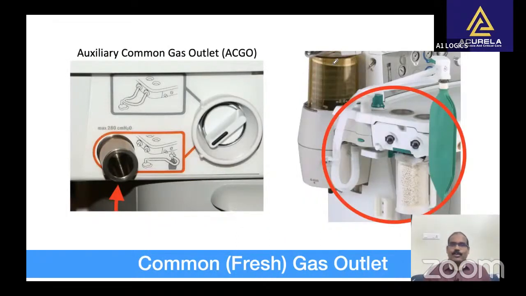Now, we come to the common or fresh gas outlet. It receives all of the gases and vapors from the machine and delivers the mixture to the breathing system. Most outlets have a 15 millimeter female slip joint fitting that will accept a tracheal tube connector with a coaxial 22 millimeter male connector. It can be via ACGO, auxiliary common gas outlet, or outlet for connecting the circle system breathing circuit in anesthesia workstations.